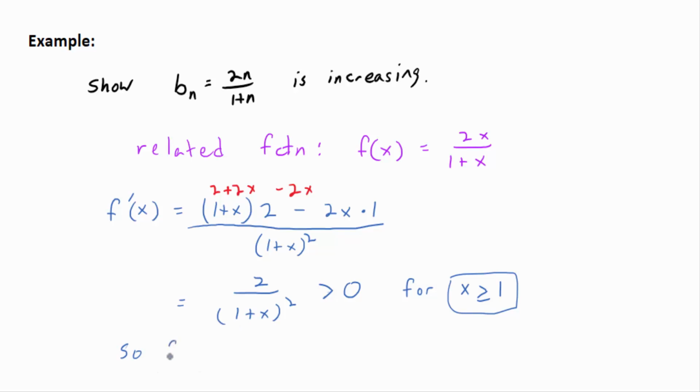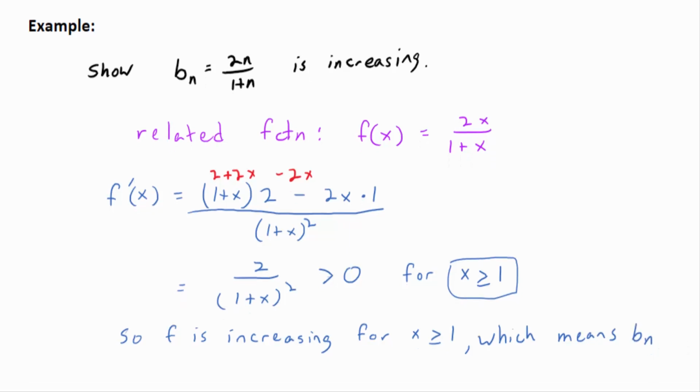So f is increasing. Well, if f is increasing for all x greater than or equal to 1, then b_n is also. So f is increasing for x greater than or equal to 1, which means b_n increases for n greater than or equal to 1. And that's all you needed in that one. We'll show you why it's important to know whether a function increases or decreases later on. But that's a skill you need for later on.